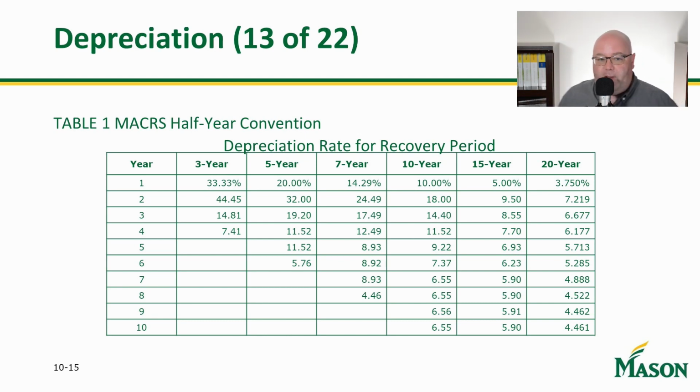Say, for example, I buy a piece of equipment and I bought it for $100,000. And it is 10-year equipment. What's my depreciation in the first year? You're going to take $100,000 and you're going to find the 10-year column, year one, it's 10%. So $100,000 equipment, depreciation is $10,000. That's it. That's all you have to do.